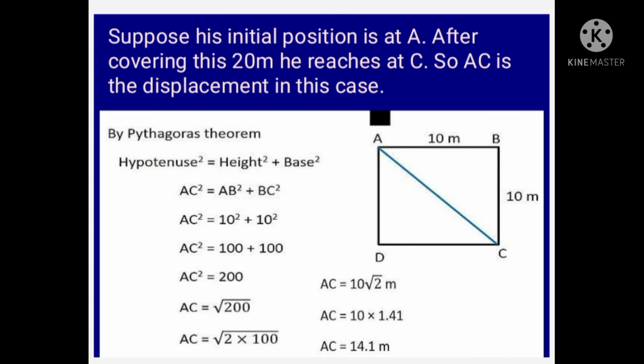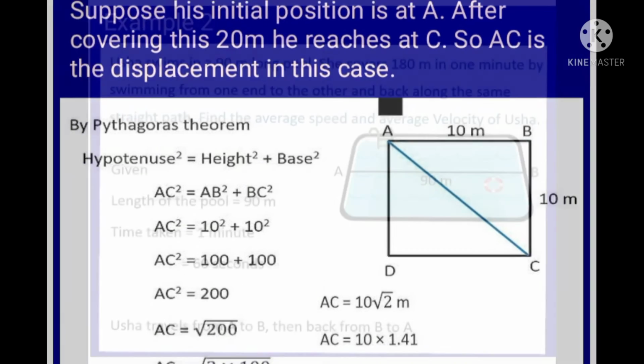What is the value of root 200? It is root 2 into 100, that means 10 root 2. So we can substitute the value of root 2 there, that is 1.41, and multiply it, you will get the answer. The distance of AC is equal to 14.1 meter.